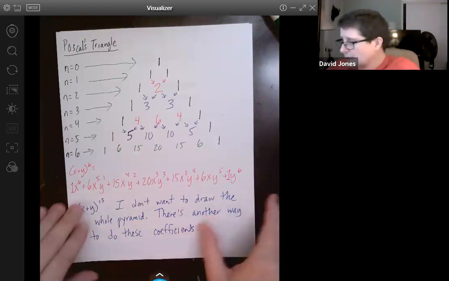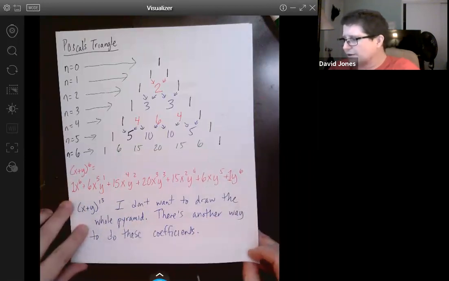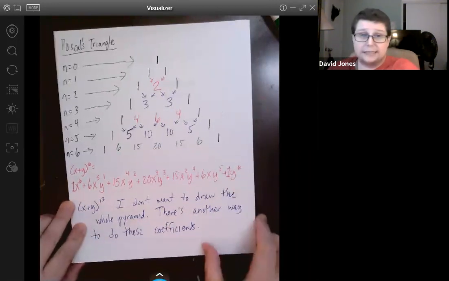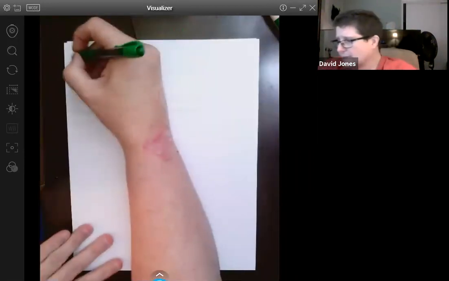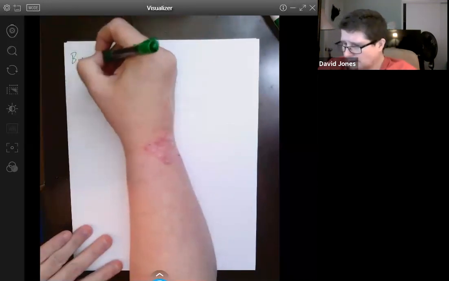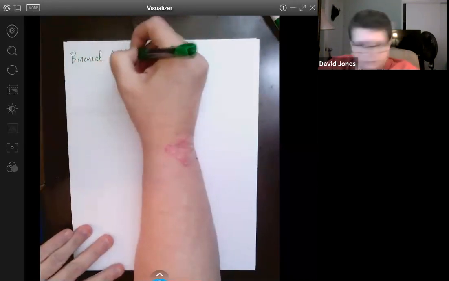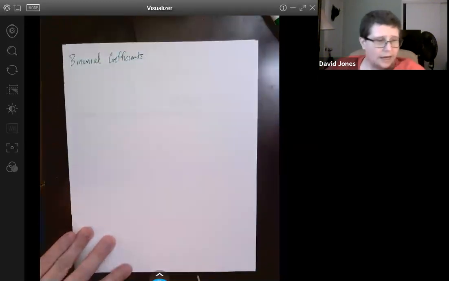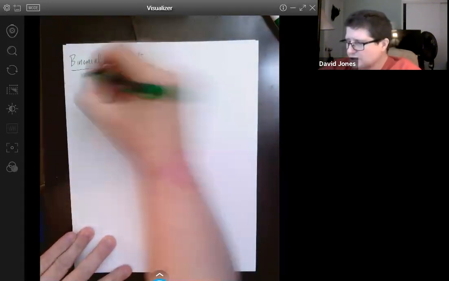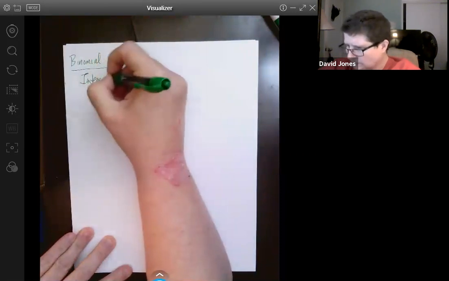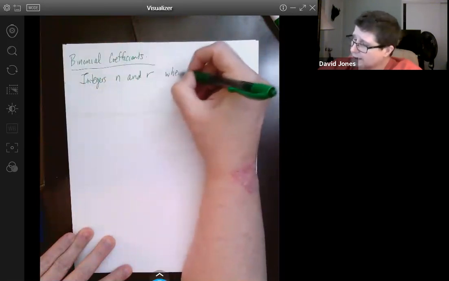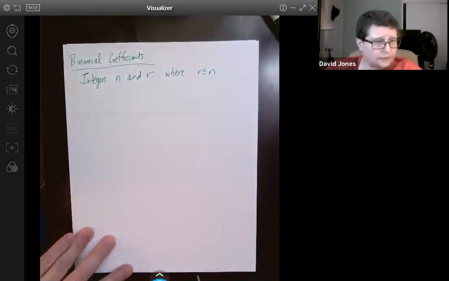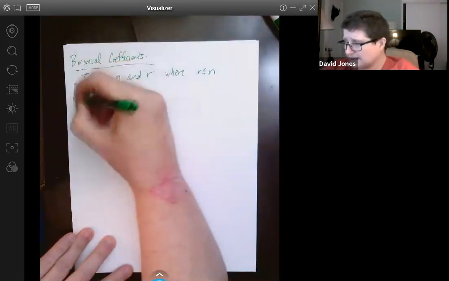So this is the binomial theorem. These are called the binomial coefficients. And is there a shortcut for them? There is. The binomial coefficients, if we have integers n and r, where r is less than or equal to n, the binomial coefficient is called this.